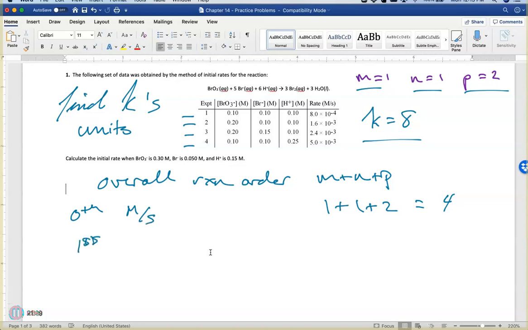First is per second. Second is per molar per second. Third is per molar squared per second, and we noticed it was following this pattern. So it should be per molar cubed.